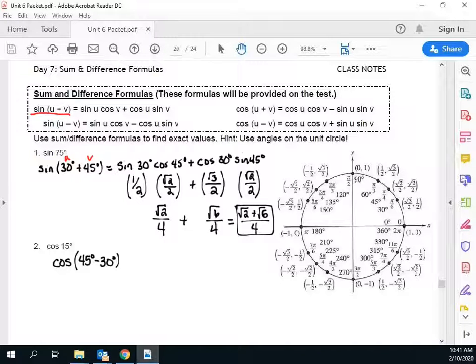All right. So let's go ahead and use the formula there. Cosine of differences. We're looking at this one here. This is U, this is V. So, cosine of 45 times the cosine of 30 plus sine of 45 times the sine of 30.